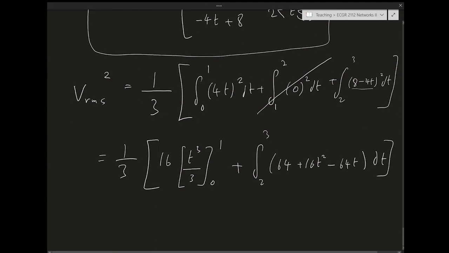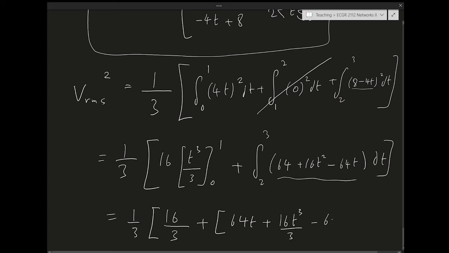Right? Now I need to find that integral. So this is going to be 1/3 times 16. So this is going to be 1/3 minus 0/3. I end up with 1/3 here. So it's going to be 16/3 plus, okay, and let me integrate this expression. So this is going to be 64t plus 16 t cubed over 3. I'm just applying integration term by term, and this is minus 64 t squared over 2, applied from 2 to 3.